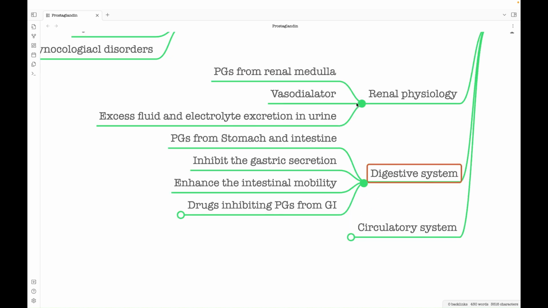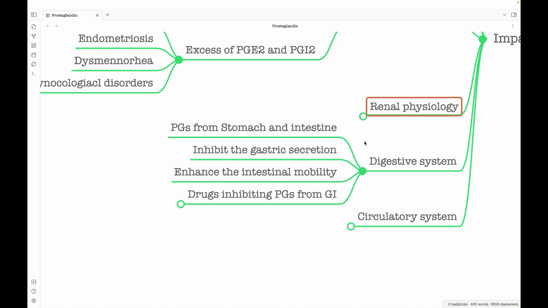In the digestive system, as we have already mentioned, different prostaglandins are produced from the stomach and intestine, and they are associated with inhibition of gastric secretion. Also they increase intestinal motility, so we can say that these species from the stomach and intestine are associated with a good amount of metabolism and the maintenance of good gut health, because they inhibit excess gastric secretion and they also enhance intestinal motility. So that is associated with good gut health and better metabolism.